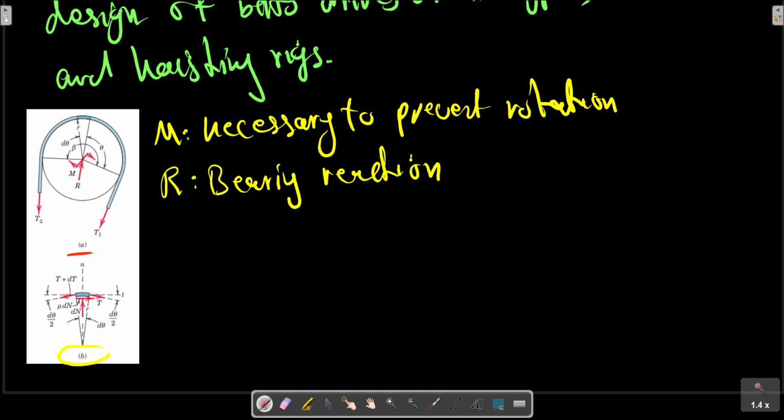R d theta is shown in part B of the figure. We analyze the force acting on this differential element by establishing the equilibrium of the element in a manner similar to that used for other variable force problems.